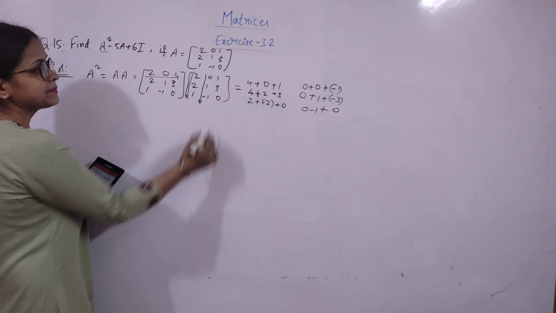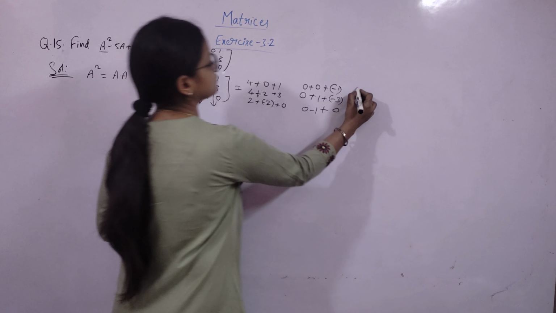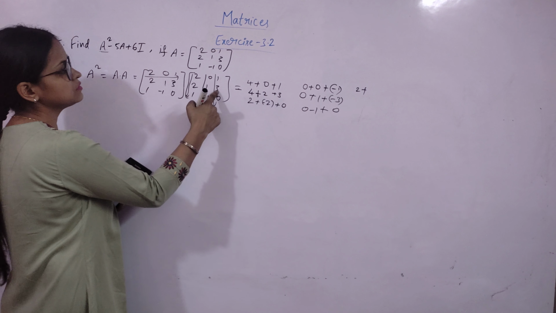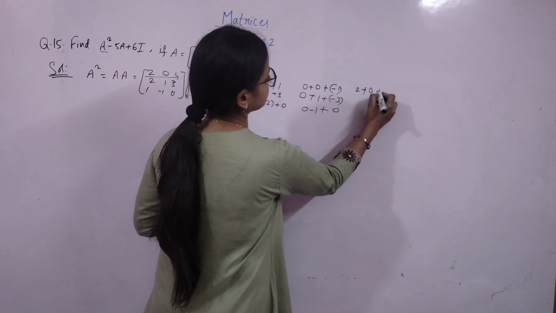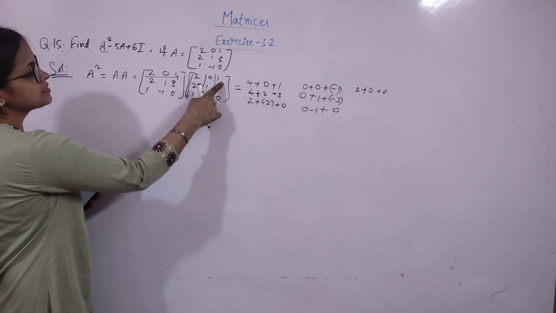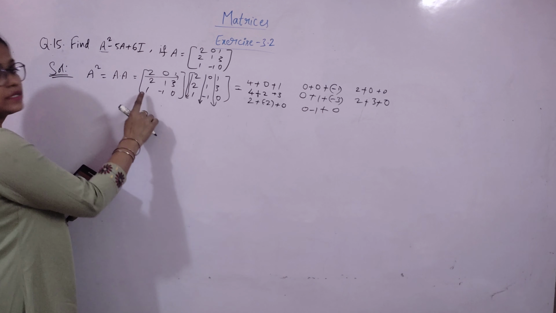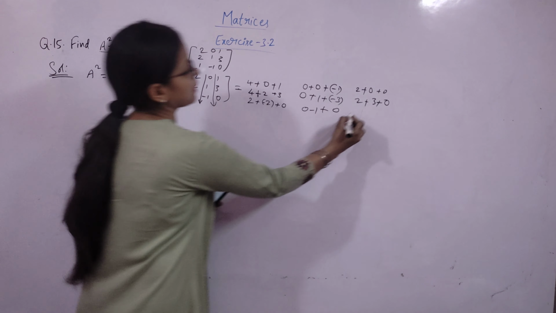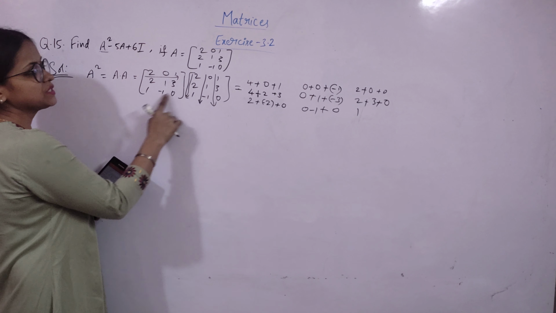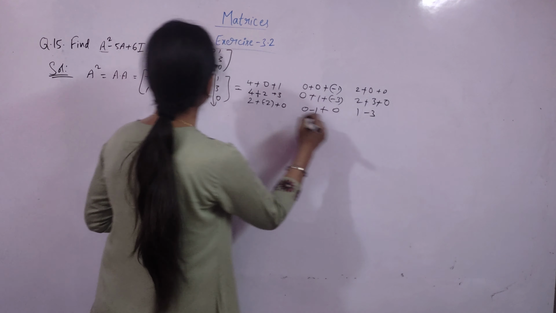Now we have to multiply with the third column. 2 into 1 is 2, plus 0, plus 0. Now 2 ones are 2, plus 1 into 3 is 3, plus 3 into 0 is 0. Now third row: 1 into 1 is 1, next minus 1 into 3 is minus 3, next 0 into 0 is 0.